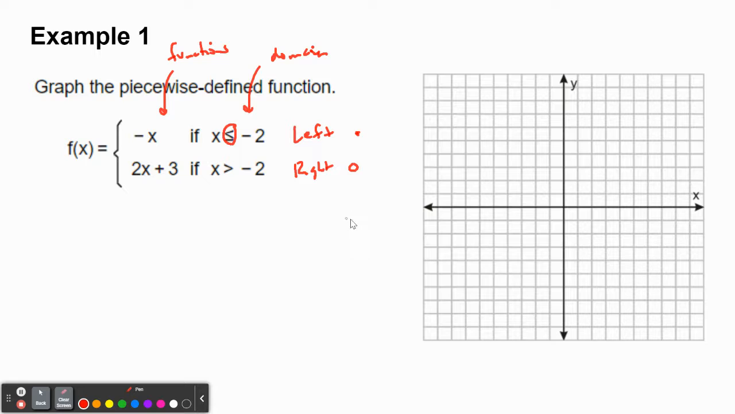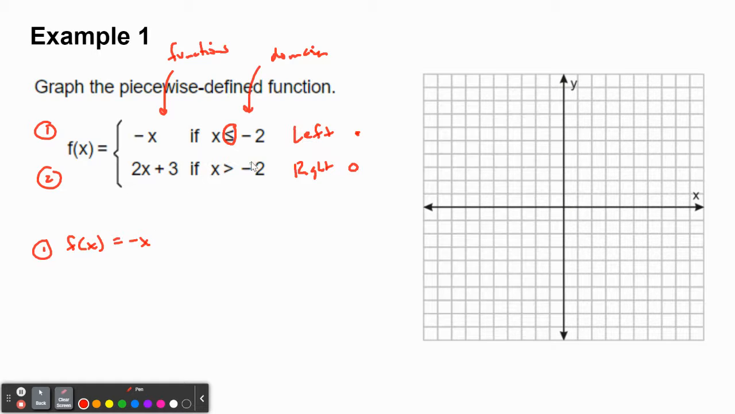Okay? So what we're going to do here is graph each function separately over its specified domain. So this will be my first graph. This will be my second graph. So first graph, f of x equals -x, right?